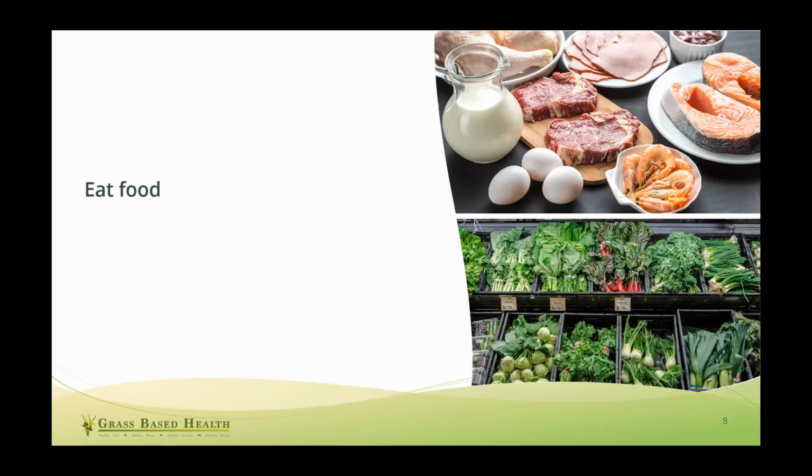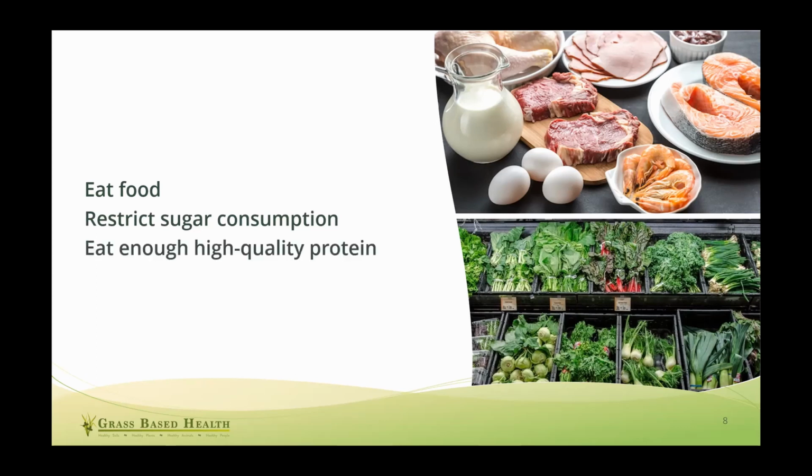if we were to all shift to eating a diet of food, not processed food? What might be the result while restricting sugar consumption and ensuring that we're eating enough high quality protein?